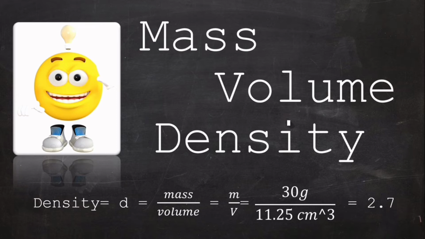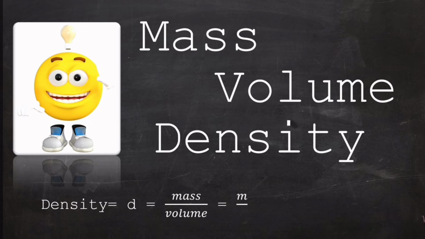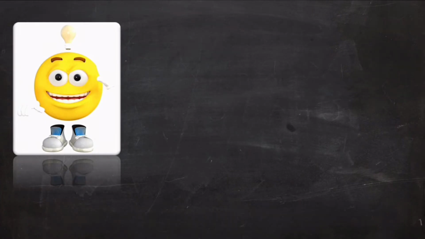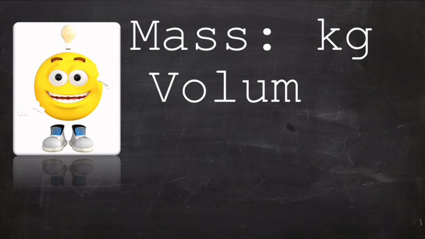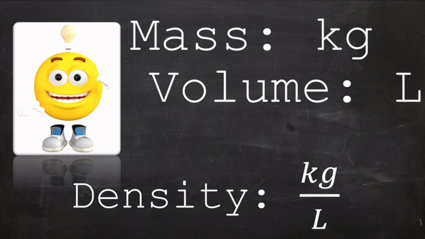What is the unit of measurement of density? We measured the mass in grams and the volume in cubic centimeters. Therefore, density's unit of measurement is grams per cubic centimeter. Be careful though, if we had measured, for example, mass in kilograms and volume in liters, the unit of density would be kilograms per liter.